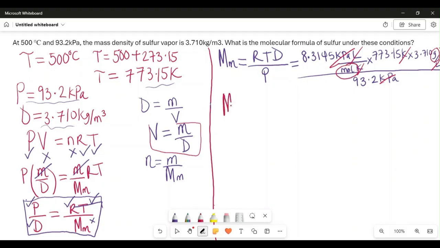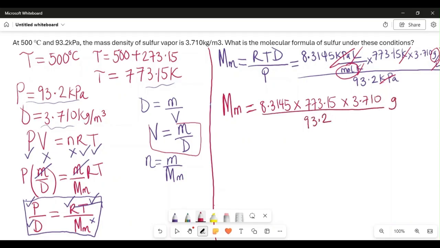So let me just rewrite everything. Molar mass equals, just rewriting anything that hasn't been cancelled out so everyone understands, 8.3145 times 773.15 times 3.710 divided by 93.2. And then you have gram per mole, because of course we want the molar mass to be in gram per mole. So we input all of this information into a calculator to get 255.893 gram per mole.